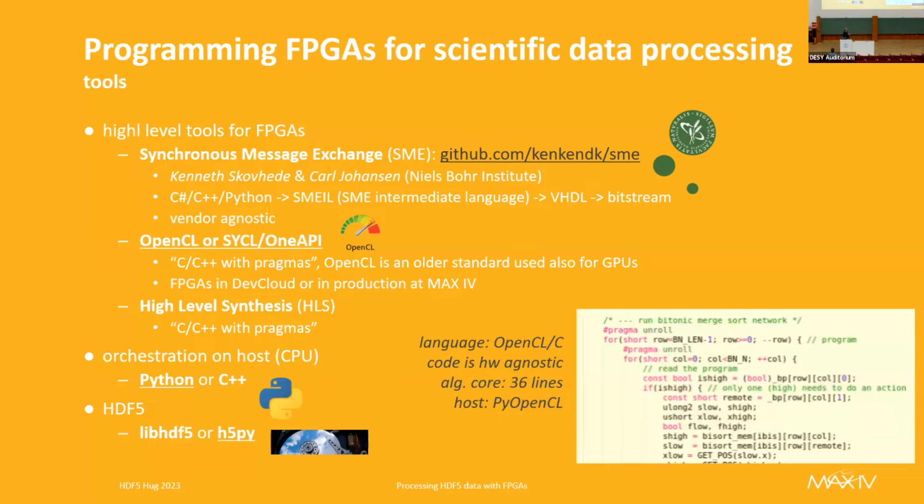which is an amazing number if you compare it with what we often need to do with data. For programming FPGAs, we are using high-level tools. For example, my co-workers developed a synchronous message exchange language. I am personally using for this project OpenCL and SYCL and oneAPI. There are also other variants of C++ with pragmas, as I call it, that is high-level synthesis. For orchestration on the host, one can use Python or C++.